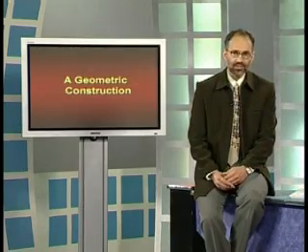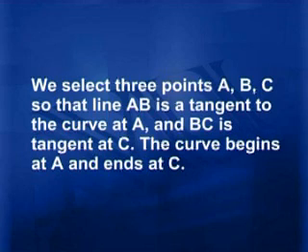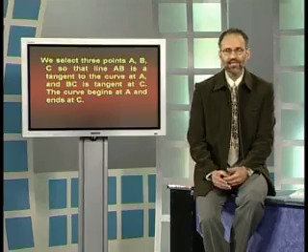A geometric construction of Bezier curves is what we start our discussion with. We can draw a Bezier curve using a simple recursive geometric construction. Let's begin by constructing a second degree curve. For that, we select 3 points, A, B, and C, so that line AB is a tangent to the curve at point A, and BC is tangent to the curve at point C. The curve begins at point A and ends at point C. So these are the two end points of the curve, and we have got two tangents at points A and C, and they are meeting at point B.